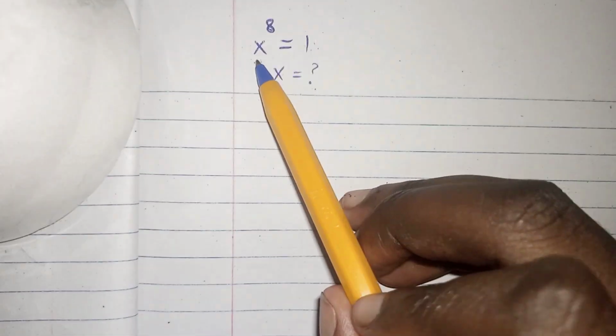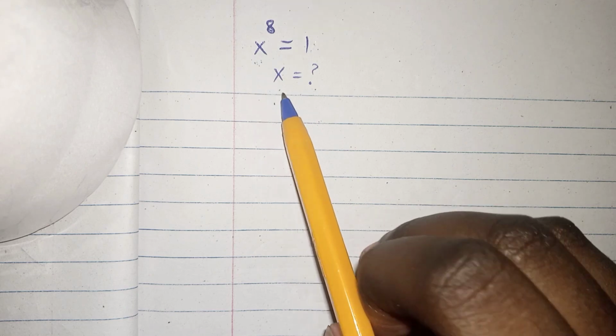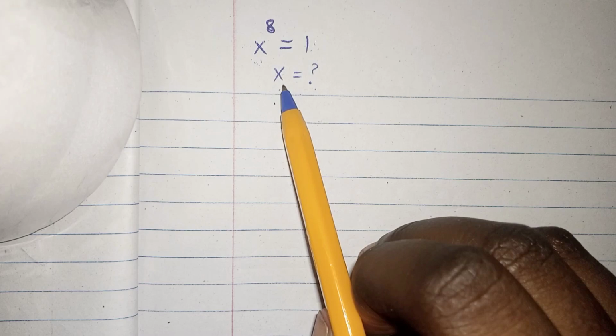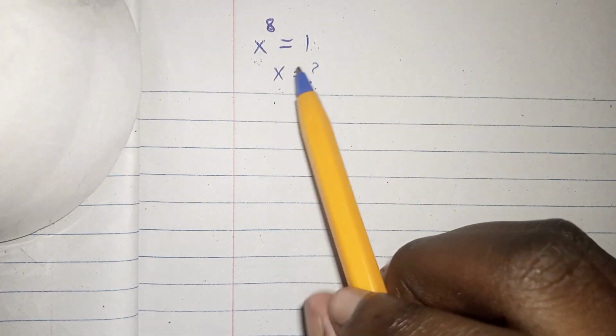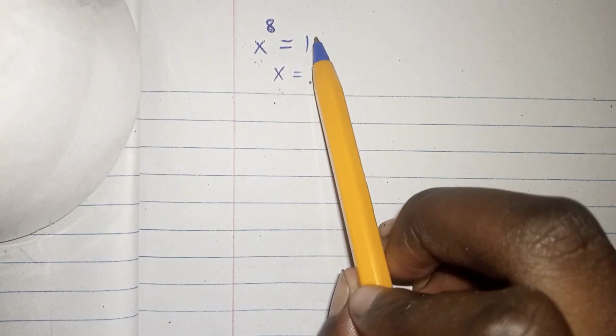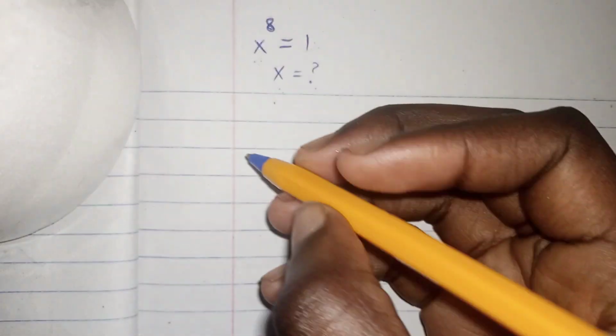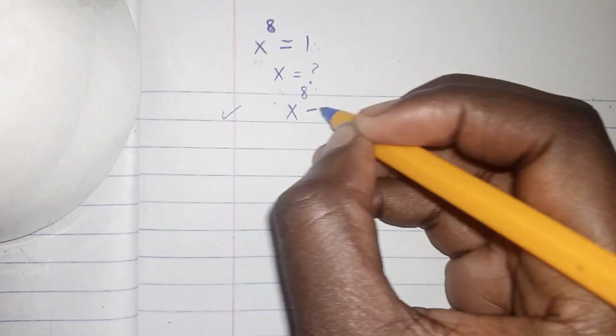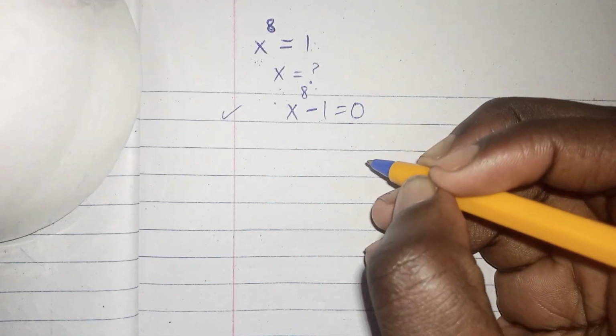So x to the power of 8, so this power here determines the number of values of x that we should get. For our case here, we should get 8 values of x. So our first step, we'll begin by bringing this 1 to our left hand side. Therefore, this will be x to the power of 8 minus 1 is equal to 0.